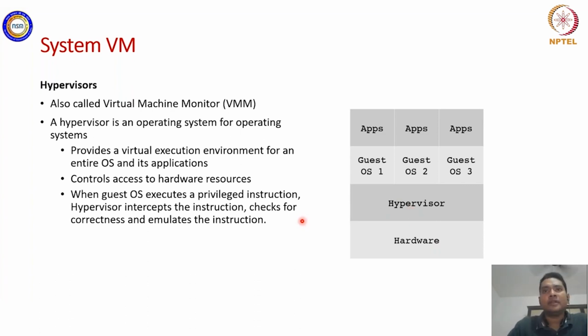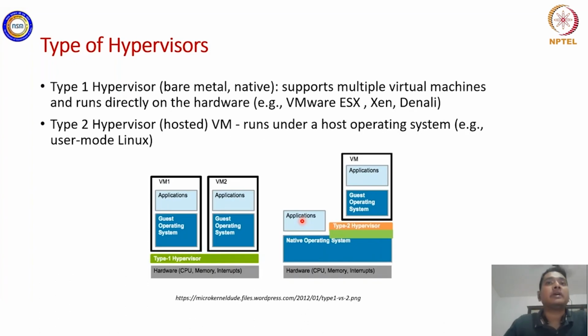Now, let's look at the different types of hypervisors that are available. There can be a type 1 hypervisor, which is bare metal or native. Basically, the hypervisor lies on top of your bare metal hardware, and it traps all the privileged instructions coming from the virtual machines. Let's say VM1 and VM2, we have two guest operating systems, and applications are running in completely separate environments.